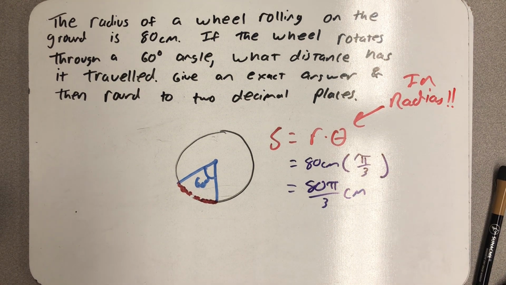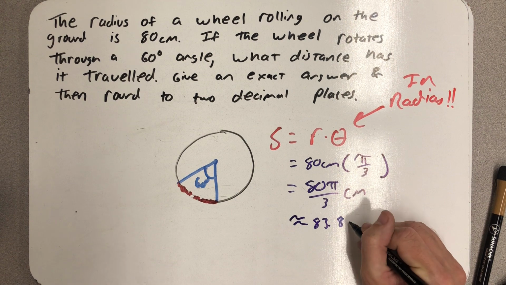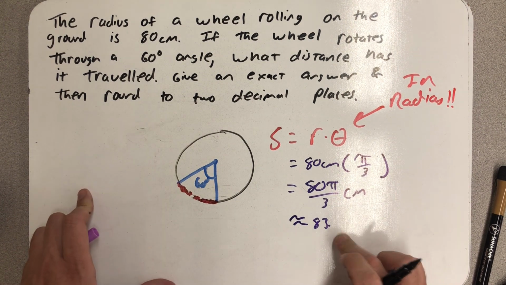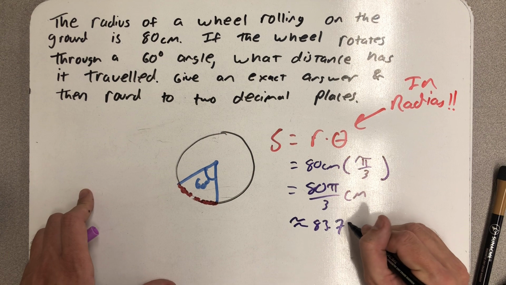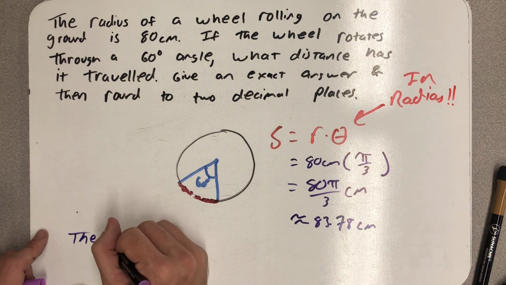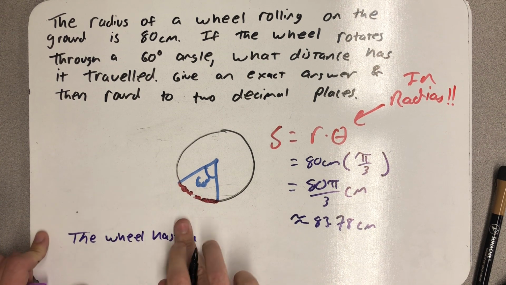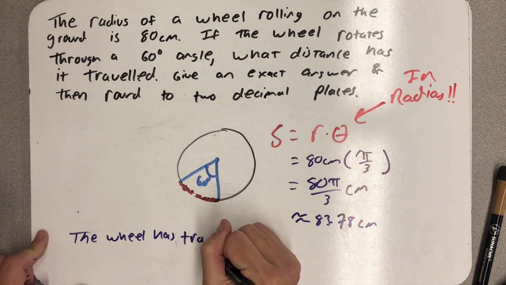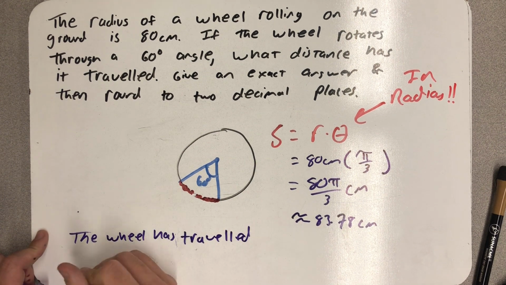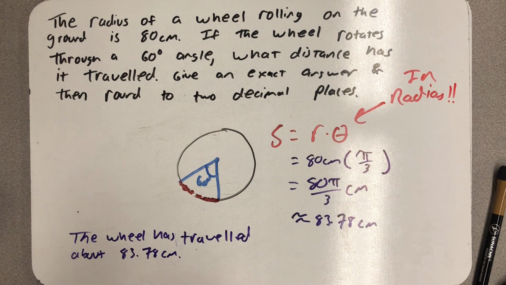And at 1 decimal place, 80 times pi over 3 is about 83.8. Oh, 2 decimal places. I should read my own instructions. 83.78 centimeters. So the wheel has traveled about 83.78 centimeters. And that's it for now.